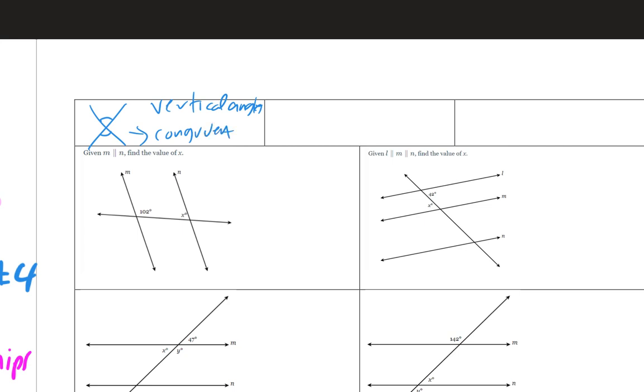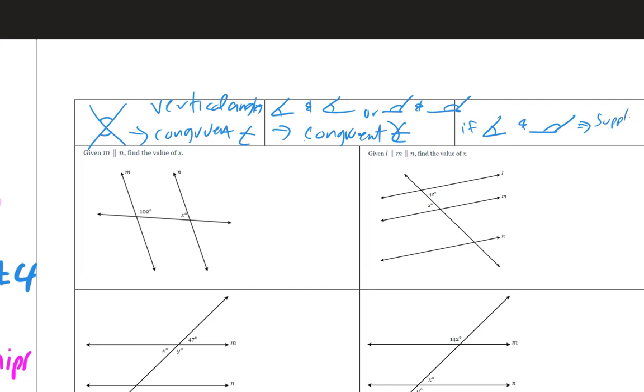Okay, and then if one's less than 90 and the other is less than 90, or if one's greater than 90 and the other is greater than 90, then they are congruent, right? But if one's less than 90 and the other one is greater than 90, then they are supplemental, which means they add to 180.